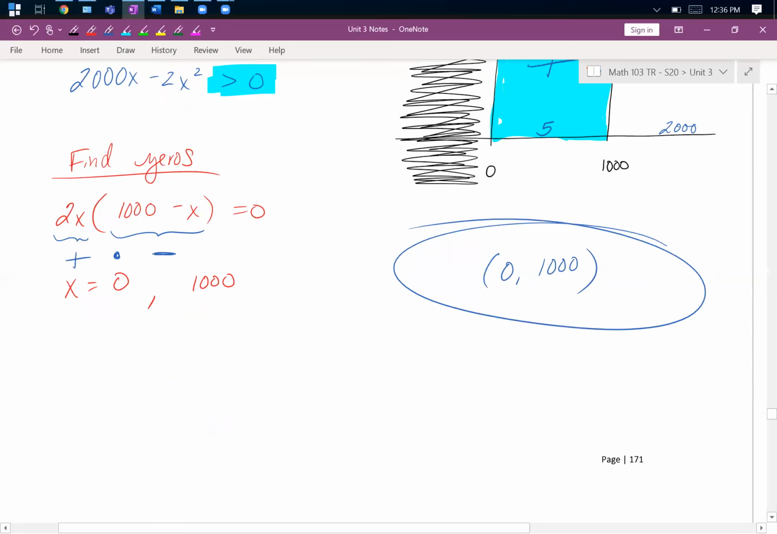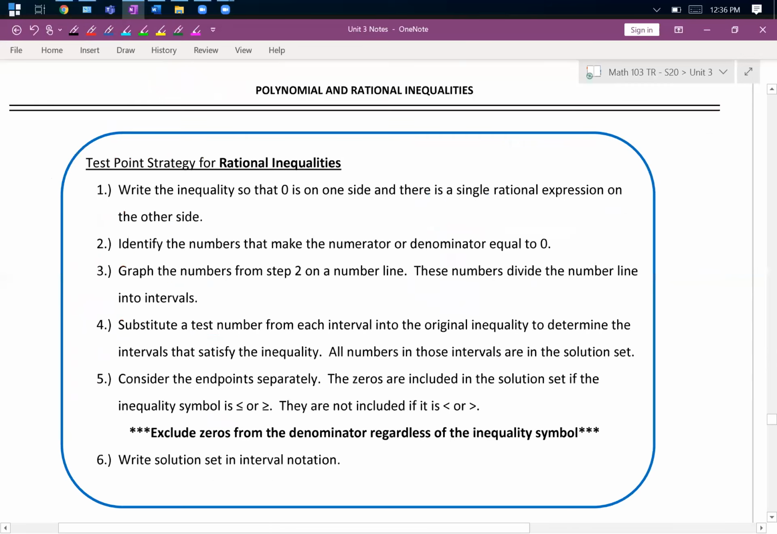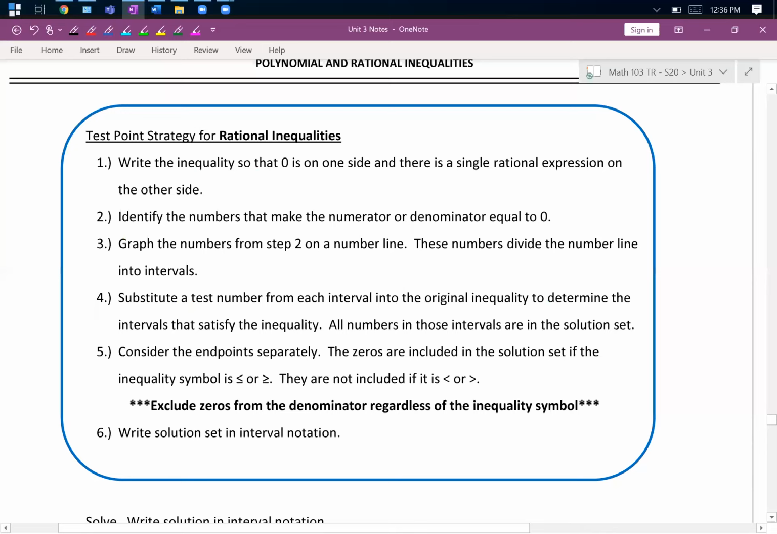All right, well, that is polynomial inequalities. We're going to move on to rational inequalities. They're super, super similar. But we know anytime we're dealing with a variable in the denominator, we have that added concern about the denominator being equal to 0. So it's really similar, but we got a couple of little things we got to watch out for. So the first thing we want to do is write the inequality so that 0 is on one side and there is a single rational expression on the other side.